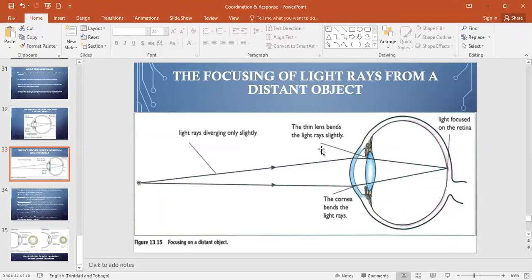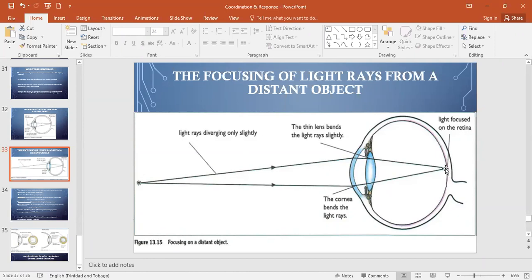The light rays are more parallel to each other. It's not too much off, so not a lot of bending needs to be done. All right, so the lens now can be thinner, and all that has to be done is just a little slight bending so that the light could reach the retina. Okay, so light rays could be focused on the retina.